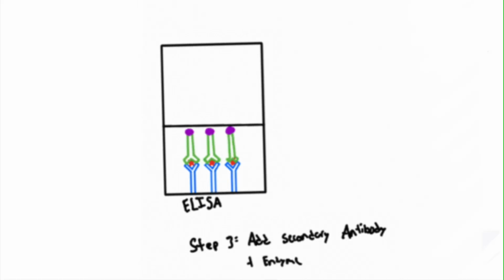For step 3, we add enzyme-linked secondary antibody. This antibody recognizes the constant region of the primary antibody and is linked to an enzyme such as horseradish peroxidase. It binds wherever the primary antibody is attached. After washing again, only bound secondary antibodies remain.